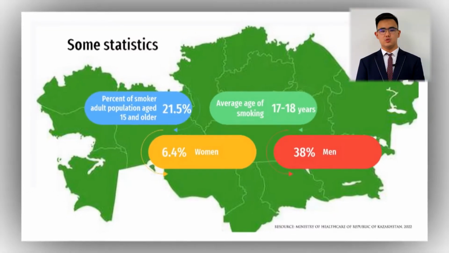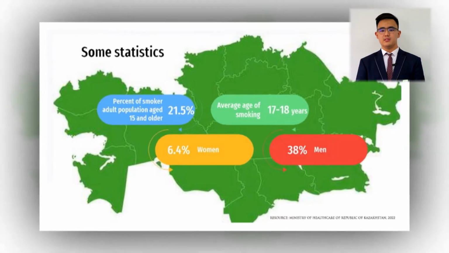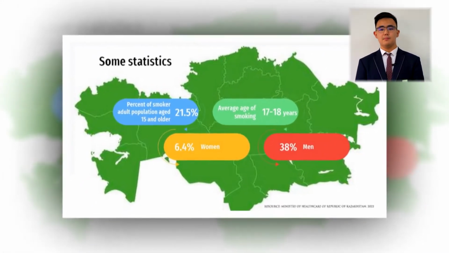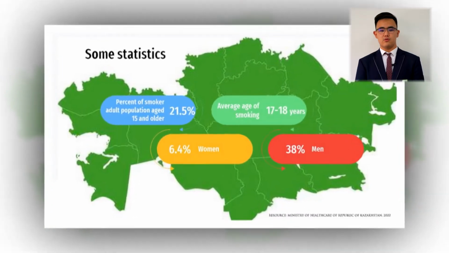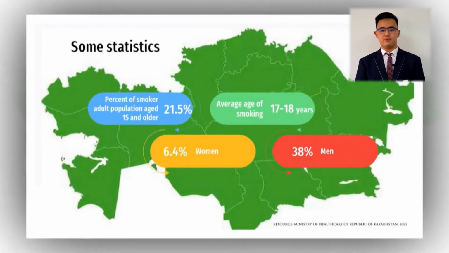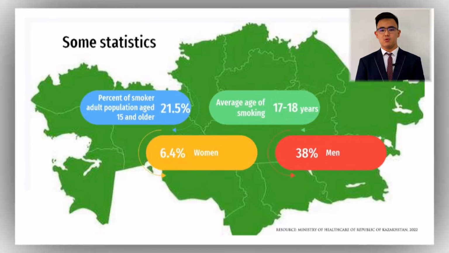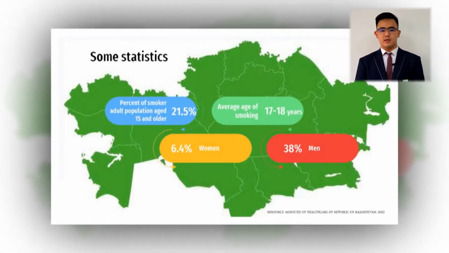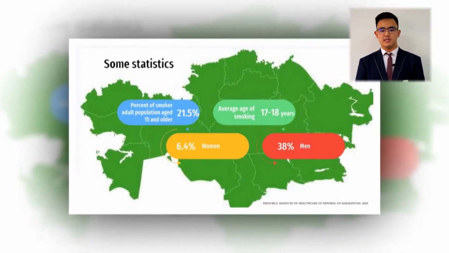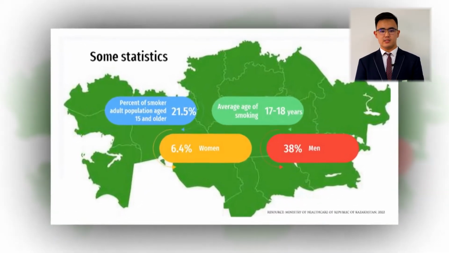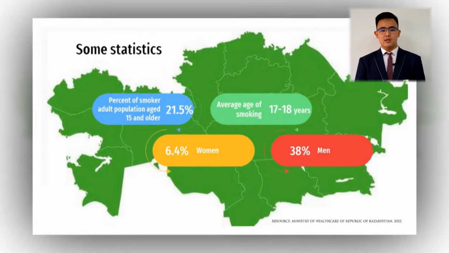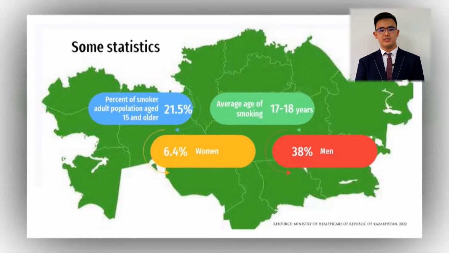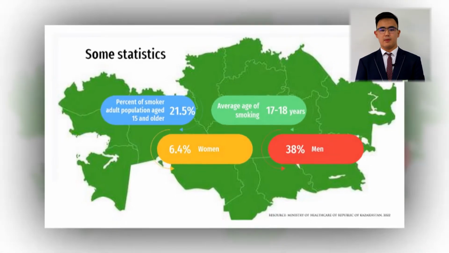In 2022, according to the Minister of Healthcare, tobacco smoking among the adult population of the Republic of Kazakhstan, among people over 15 years of age, is 21.5%, while among men more than 38% smoke, and women 6.4%. The average age of smoking initiation is 17-18 years. At the age of 15, 10% of boys smoke and 6% of girls. Electronic cigarettes are even more popular among teenagers.